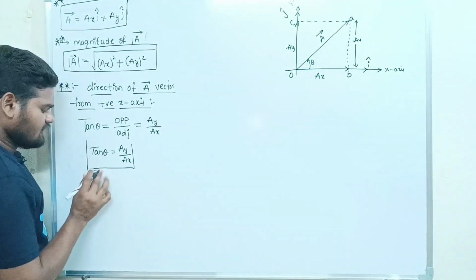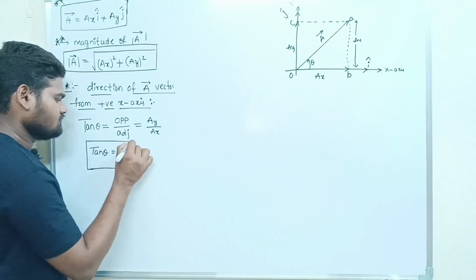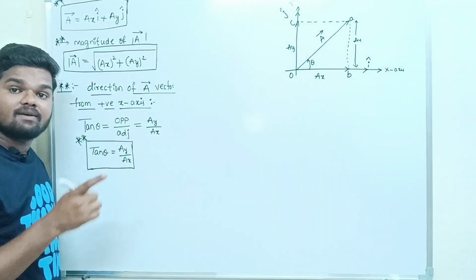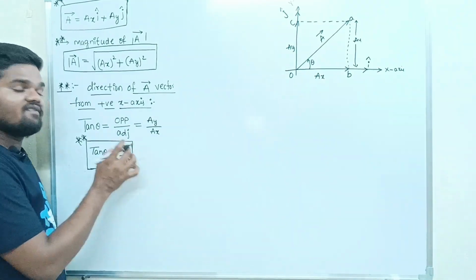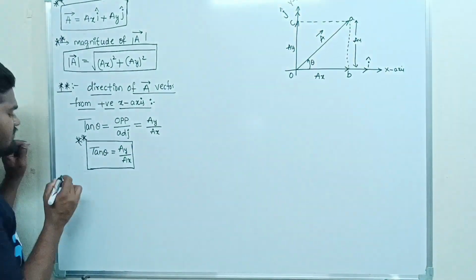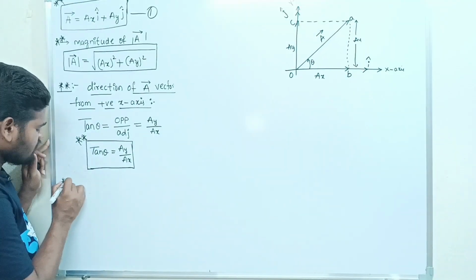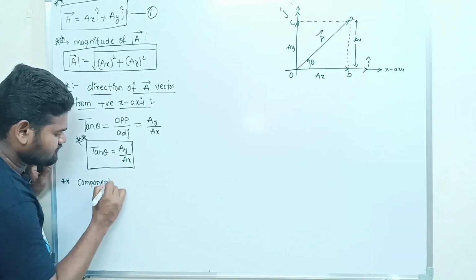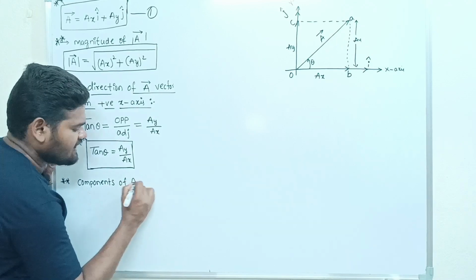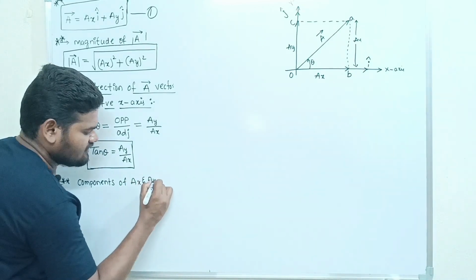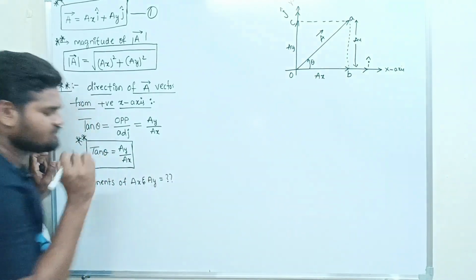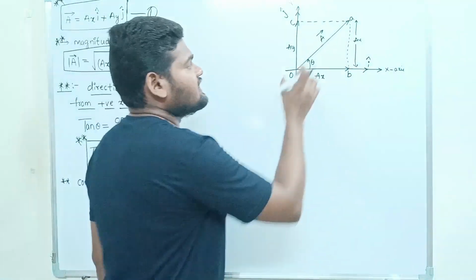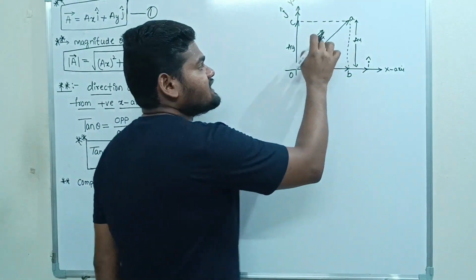Are you getting any doubts? Right, important. So when we are solving the problems, this formula will be used. Now I want to find the components of AX and AY. To solve this, I'm just considering the magnitude of this A bar vector.